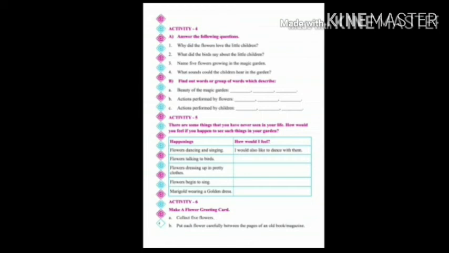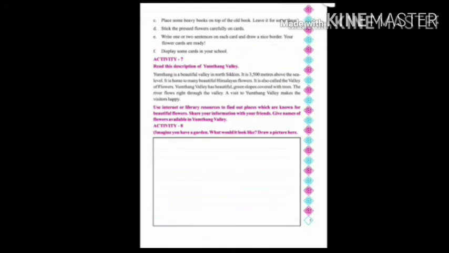Like the first one is given for you, like the flowers dancing and singing. How would I feel? I would also like to dance with them. Okay, that is what is given. Sometimes I would just want to look at them. I would then paint them. Okay, I would smile at them. Whatever, you have to imagine how you feel, and that you're going to write down. So read the table carefully and fill in. Okay, you have to do it on your own.